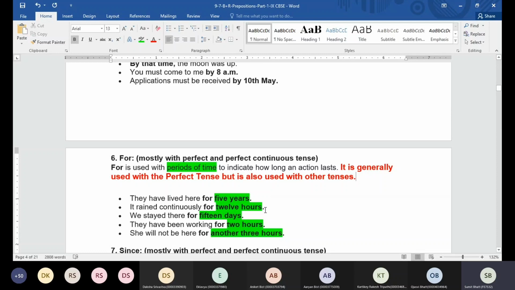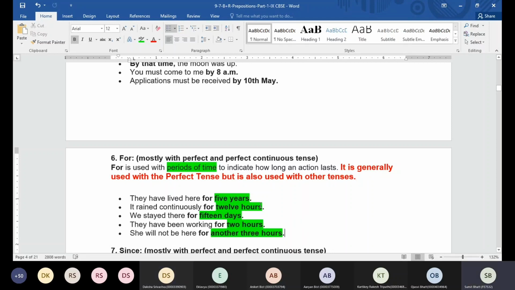Like they have lived here for 5 years. Trained continuously for 12 hours. We stayed there for 15 days. They have been working for 2 hours. She will not be here for another 3 hours. So whenever we have duration of time, period of time in our mind, we use the word for. All right.